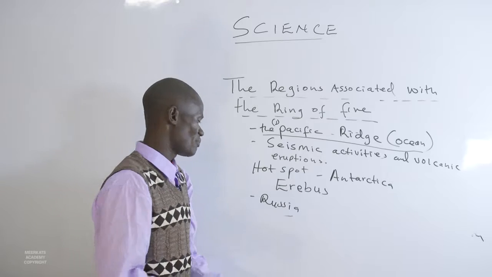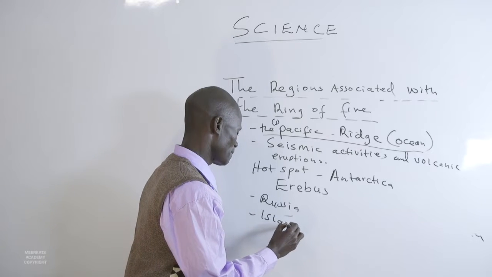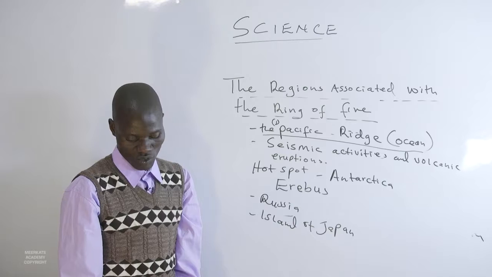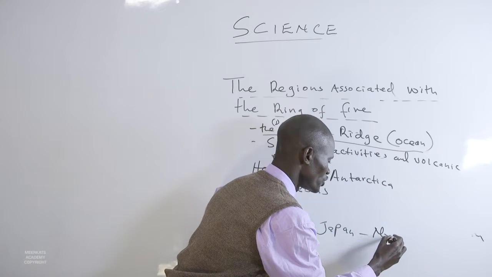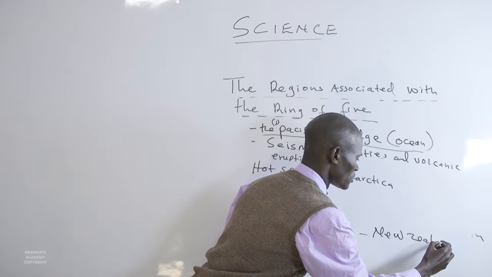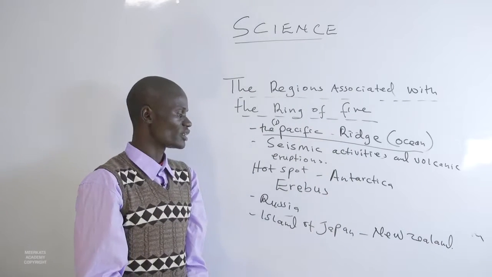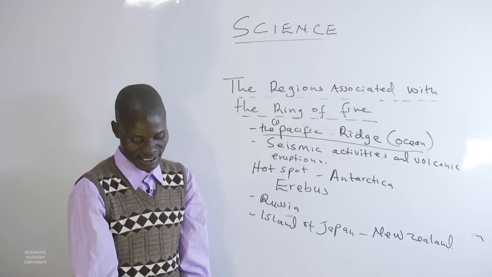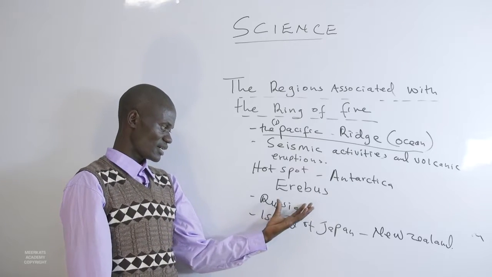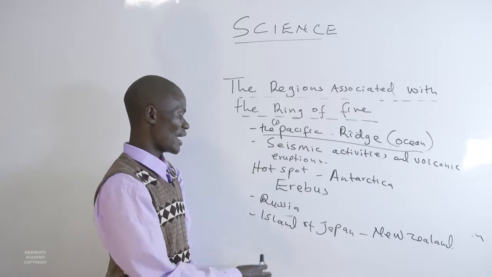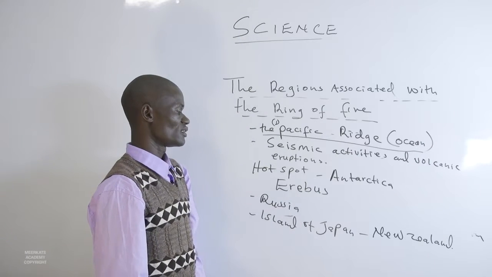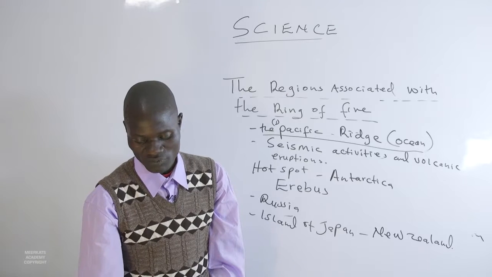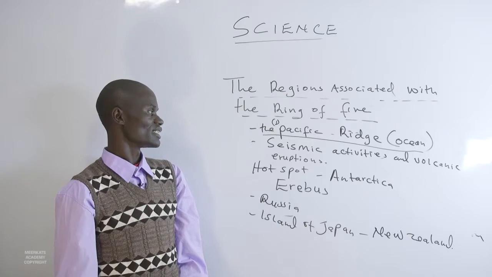There is the island of Japan. The island of Japan stretching into New Zealand. And New Zealand is actually a region that borders Australia, and this is in the southern part of Asia. We could find Russia, and then the island of Japan. Alongside that region, we could also locate some of the active hotspots that are formed.